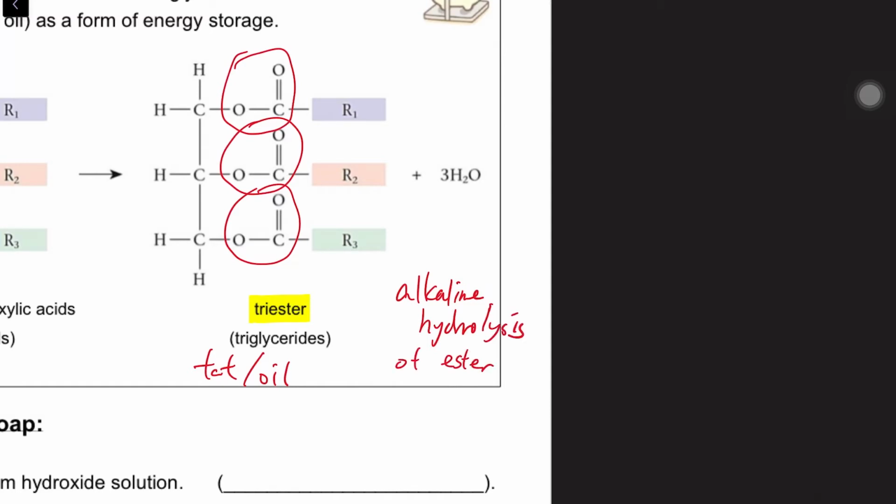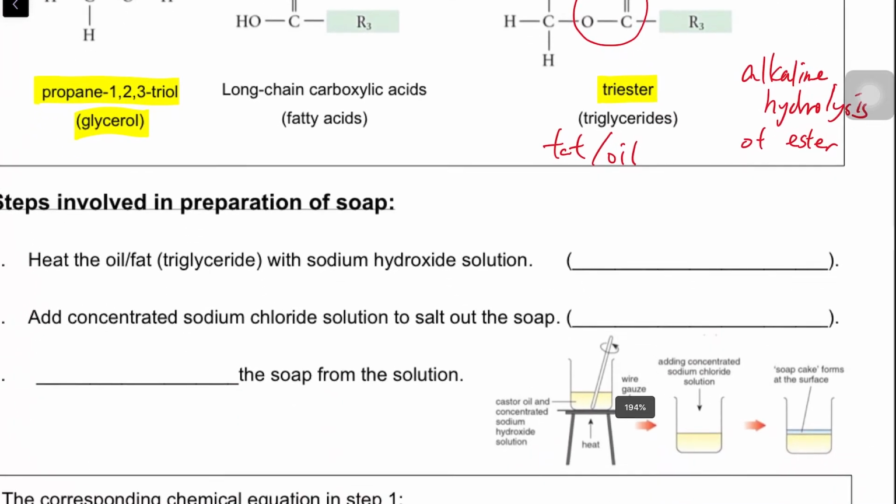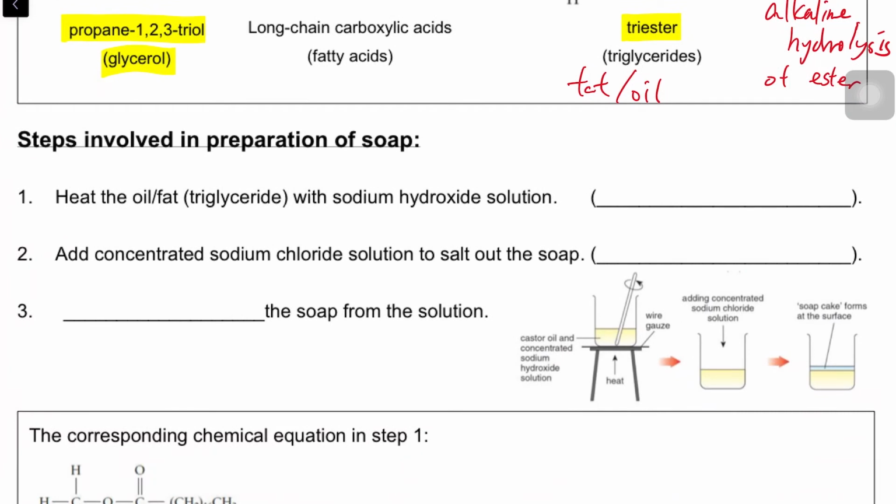In alkaline condition, the carboxylate ion rather than carboxylic acid will be formed. There is also an alcohol, but this time it is a molecule containing 3 OH groups. The name is propane-1,2,3-triol, or it has a common name called glycerol. So let's see how it works. First, we heat the oil or fat with sodium hydroxide solution.